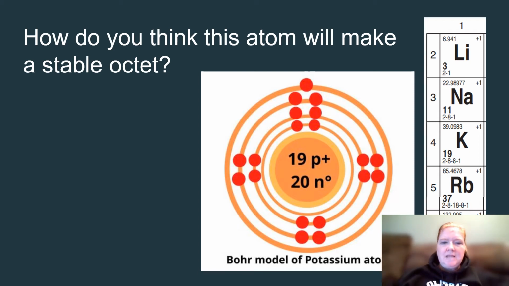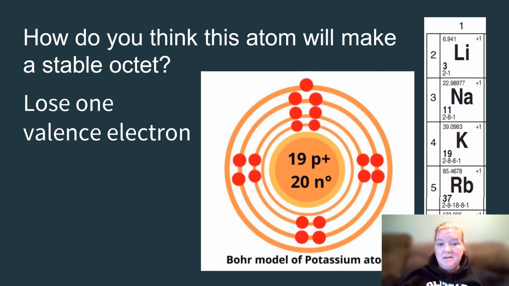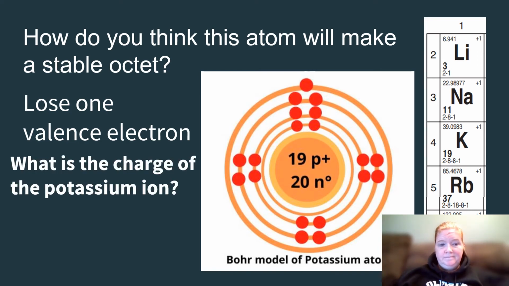So how do you think this atom will make a stable octet? Look in the outermost layer. How many valence electrons do you see? What would make sense? Well, it would make sense that it's going to lose one. And what's the charge of a potassium ion? So the atom lost one valence electron. If you look here, it'll tell you the answer, but it's +1.